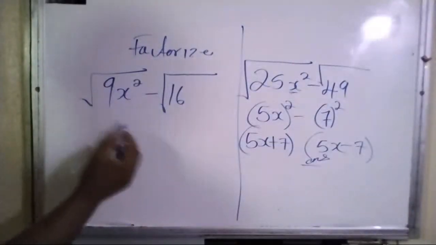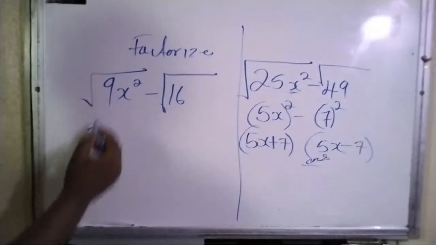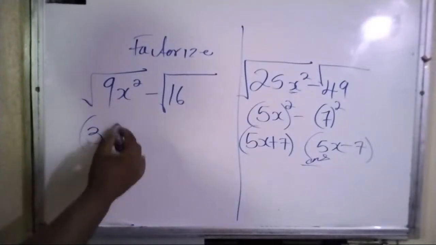Alright, so which number multiplied by itself gives us 9, which is 3, and then we have x put to square.